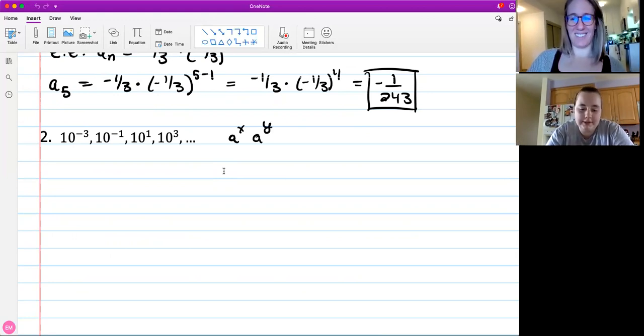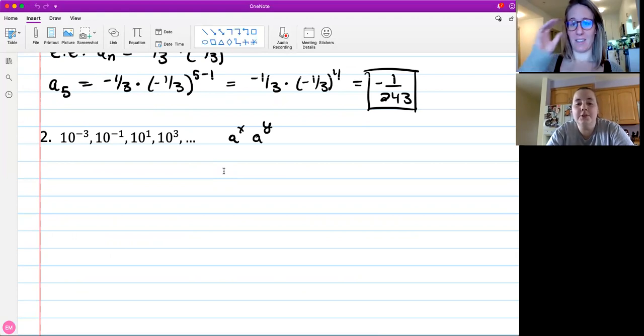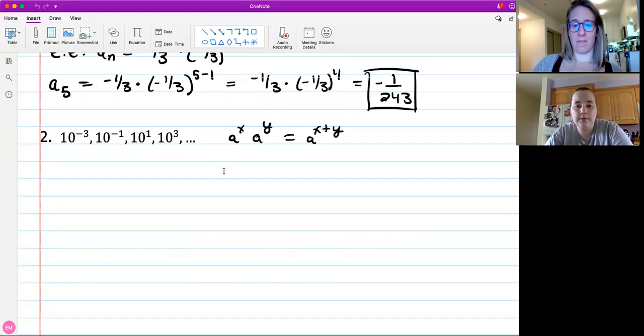Okay, so if you are multiplying two exponents together, really you are adding the exponents. So remember that as your exponent rule.